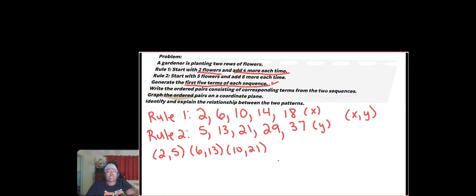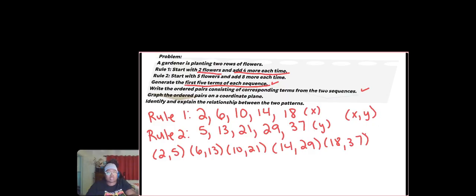Then we will have 14, 29. And finally, we'll have 18, 37. We have now written the ordered pairs with these two sequences. The next step is to graph the ordered pairs on a coordinate plane.